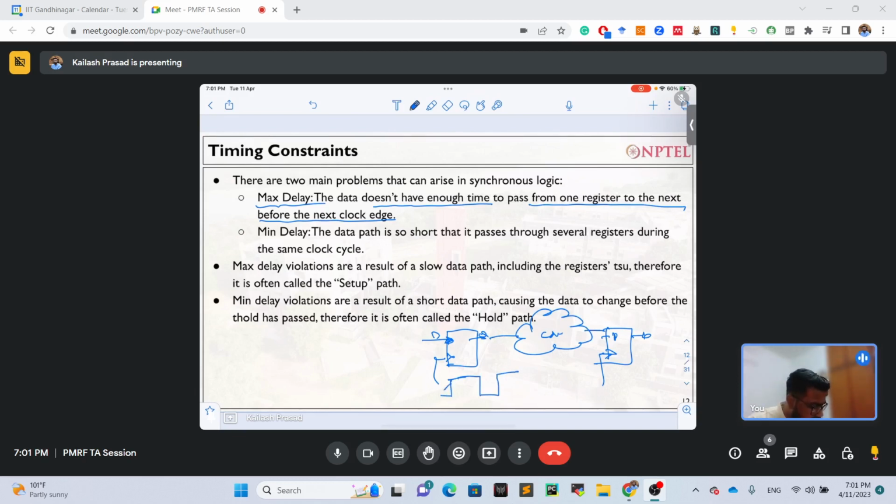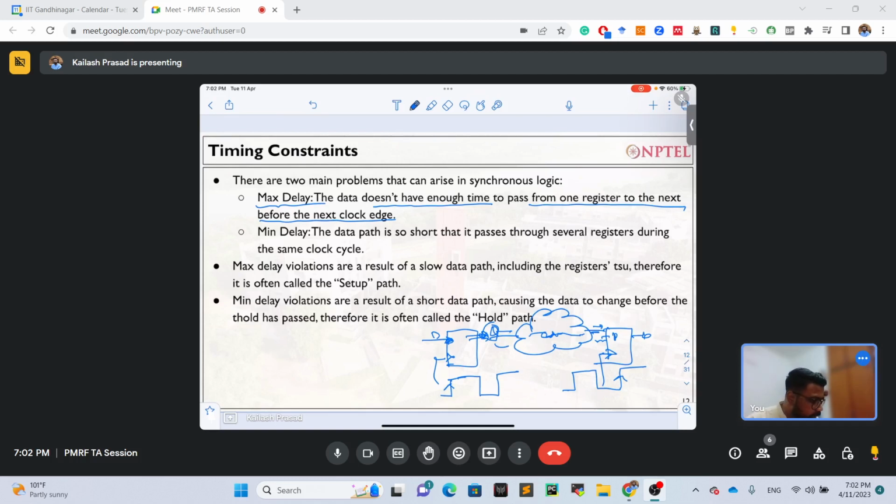As soon as you give the positive edge, this data will pass from here. It will pass through Q from here and do something, and the data should be available in the second clock edge. Obviously in the first clock edge it won't be available, but in the second clock edge, the data whatever you have passed from here, all the computation should be done before that.